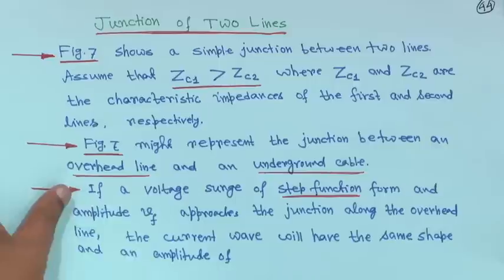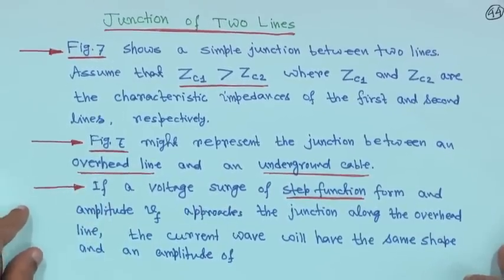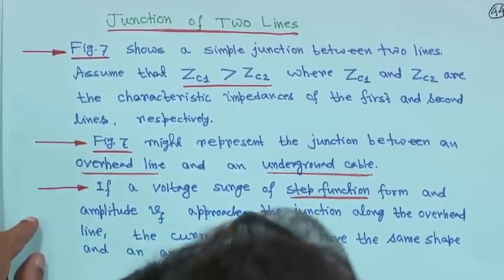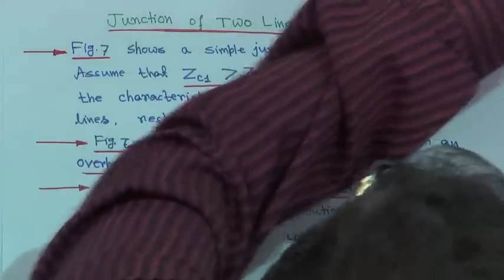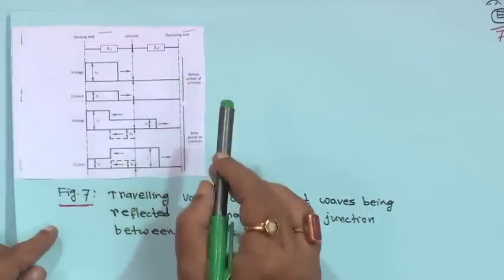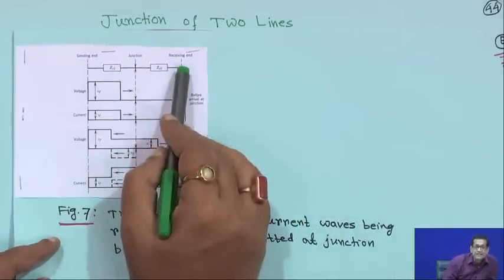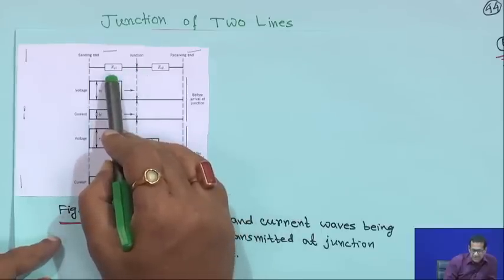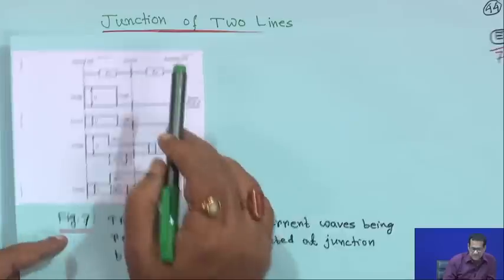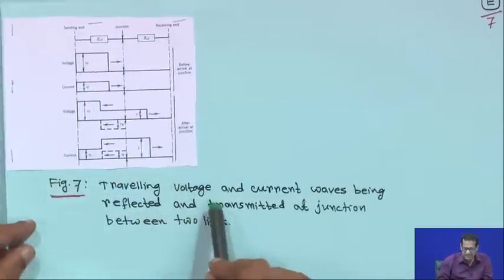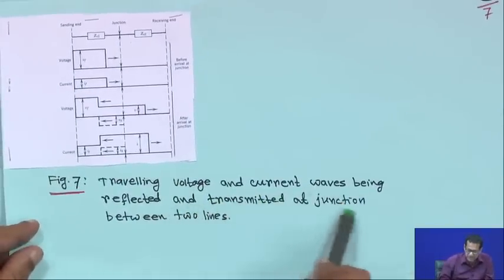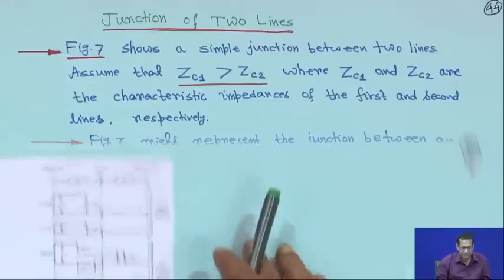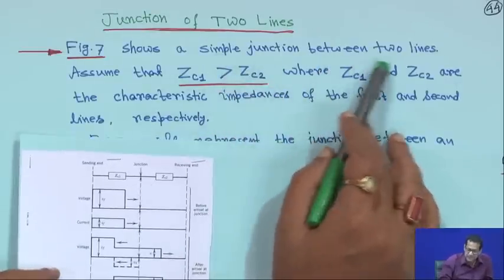So, next is the junction of two lines, right. Junction of two lines means, I will show you the diagram. If you see the diagram, this is two lines, sending end and receiving end, right, and this is the junction, right. This is ZC1 characteristic impedance, this side is ZC2, these two at the junction, right. So, this is figure 7, travelling voltage and current waves being reflected and transmitted at the junction between two lines. I will come to this later on. So, figure 7 shows a simple junction between two lines.